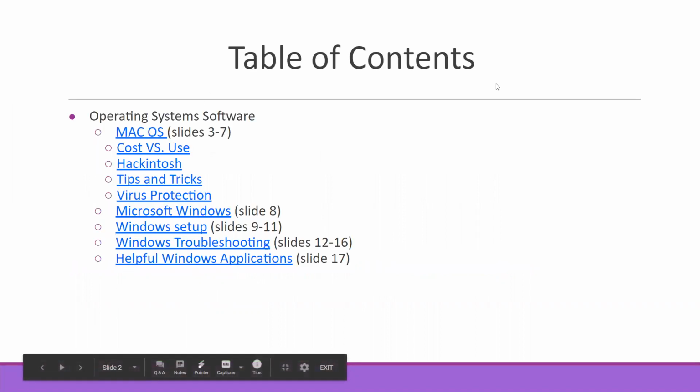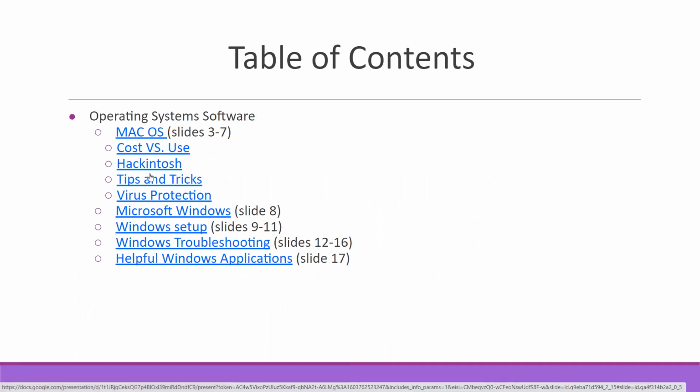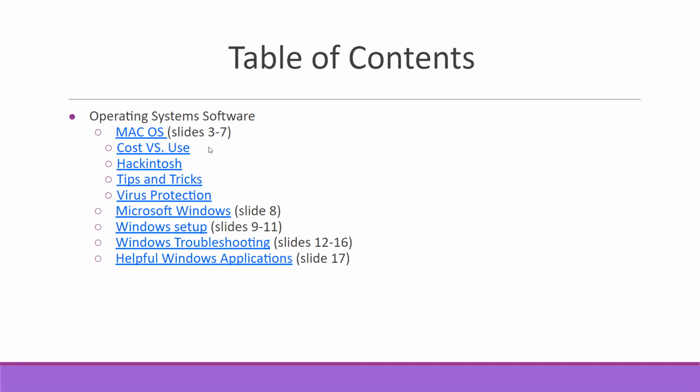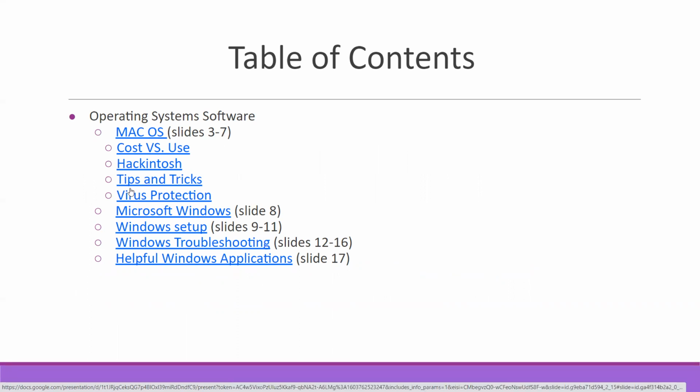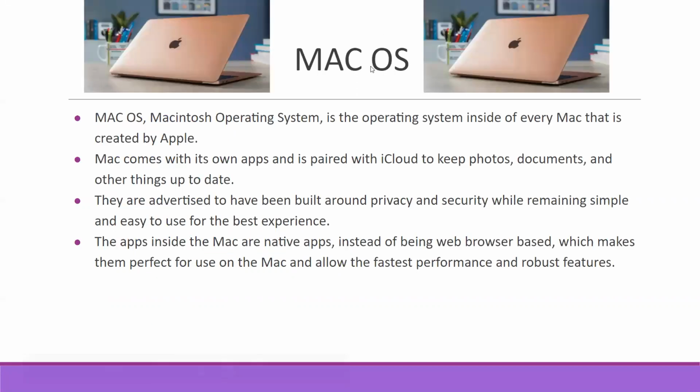So here's our table of contents. We have operating system software. We're going to start with Mac OS, and we've got a few different slides on it, slides 3 through 7. If you click on any of these links, it will take you directly to the slide that we're talking about. And then we have Microsoft software, Windows setup, Windows troubleshooting, and helpful Windows applications. So let's get started. So, Mac OS.